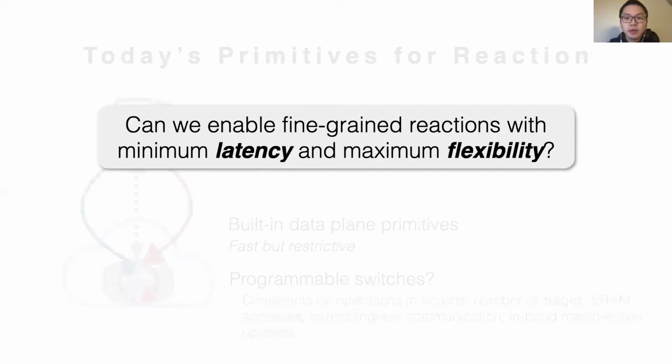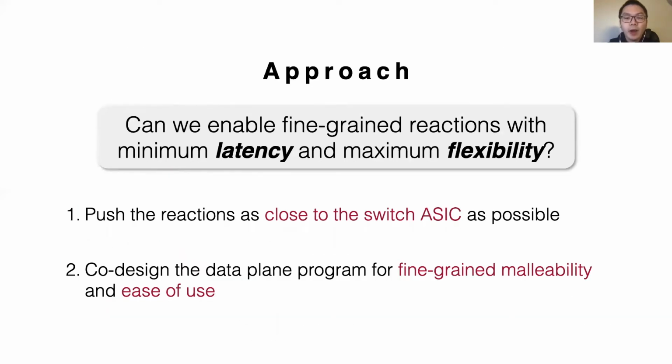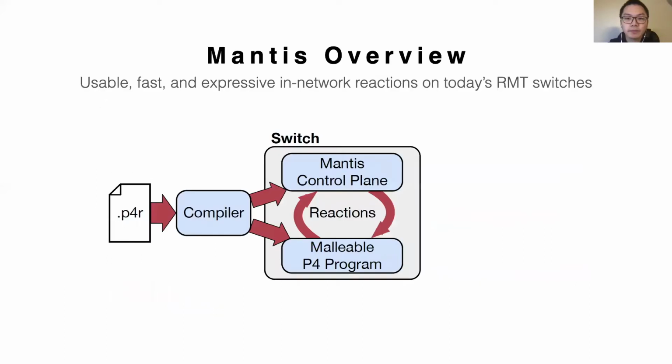In this work, we explore the question: can we enable in-network reactions to both capture microsecond-level events and provide utmost flexibility for encoding the control logic? Our approach is to push the reaction loop as close to the switch ASIC as possible. Meanwhile, we co-design the data plane program for fine-grained malleability and ease of use. Hence, we present Mantis, a framework for encoding usable, fine-grained, and expressive in-network reactions on today's RMT switches.